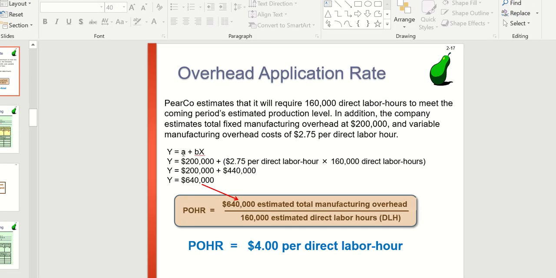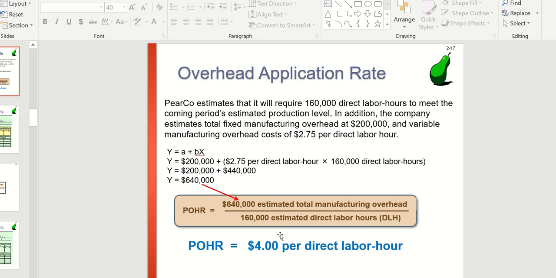So just like we had in our previous chapter, y equals a plus bx, remember y is our total mixed cost, right? So it'll have a fixed and a variable component, and now we're trying to accumulate all the overhead costs for the year. And some of those overhead costs are fixed and variable, right? And so we'll divide that by the number of direct labor hours. So this is our cost driver, our cost allocation basis, and so we can get a predetermined overhead rate, right?